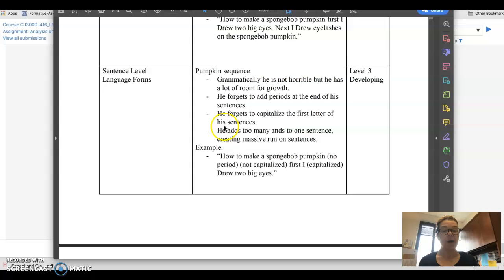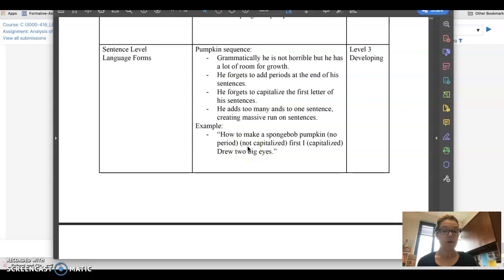Yeah, same here. You have some good ideas. For example, with your first note here, "grammatically, he is not horrible, but he has a lot of room for growth." That's too vague, so I would probably delete that sentence or revise it so that it is more specific. You have an example, and you can probably leave out these "no capitalized, no period, not capitalized," because you can just write it as he wrote it, and then one will be able to see where he left things out.